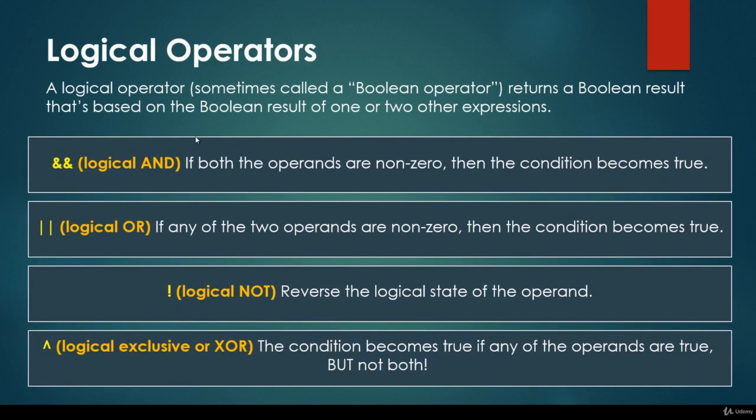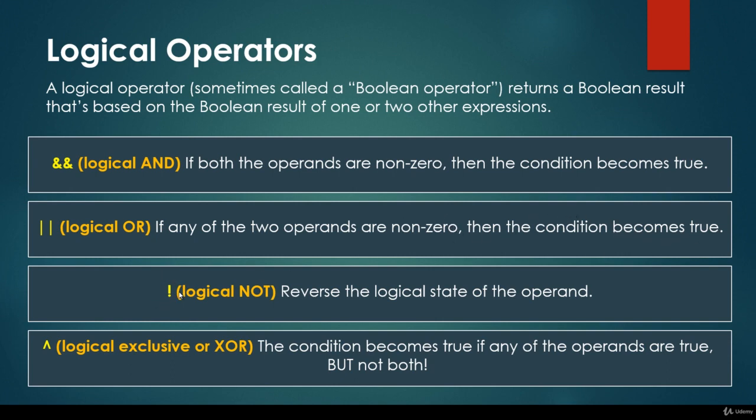Okay, let's talk about logical operators. Logical operators are quite common. So what are logical operators? A logical operator, sometimes called a Boolean operator, returns a Boolean result that's based on the Boolean result of one or more expressions. We can use the double ampersand, as you can see, which is the logical AND operation. If both the operands are non-zero, then the condition becomes true. This is the logical OR operation. We are going to talk a lot more about it in the coming lectures. If any of the two operands are non-zero, so true basically, then the condition becomes true.